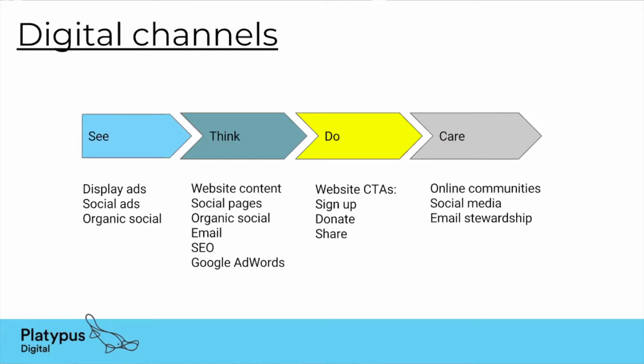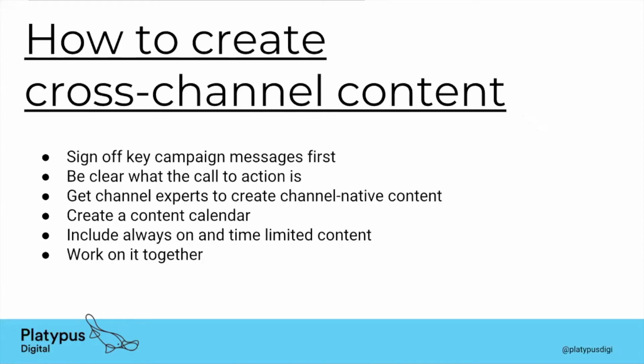At the Do stage, it's going to be mostly happening on your website. The other channels like email and AdWords and Facebook advertising tend to be pointing people to your website content. That's where people can actually sign up. That's where people can actually donate. That's where people can actually share what you have to say. Then at the Care stage, it's more about stewardship and cultivation. That's more likely to be happening on online communities, on your social media channels, and via email stewardship campaigns as well. So that's roughly where your channels might fit in.